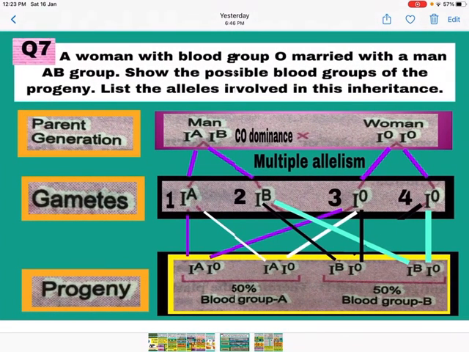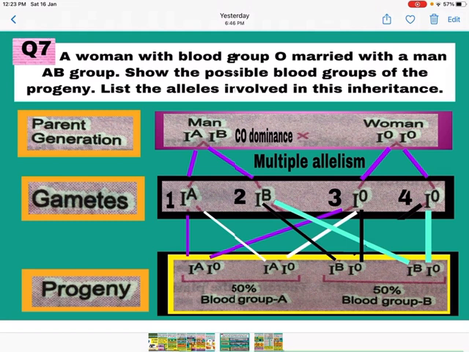Question number 7. A woman with blood group O married with a man AB group. Show the possible blood groups of the progeny and list the alleles involved in this inheritance. First of all, let me tell you, blood group is controlled by gene I with 3 alleles. 3 alleles हैं इसके, IA, IB and IO. So this is the example of multiple allelism. Clear? Now first of all let us see the genotype of man and woman.